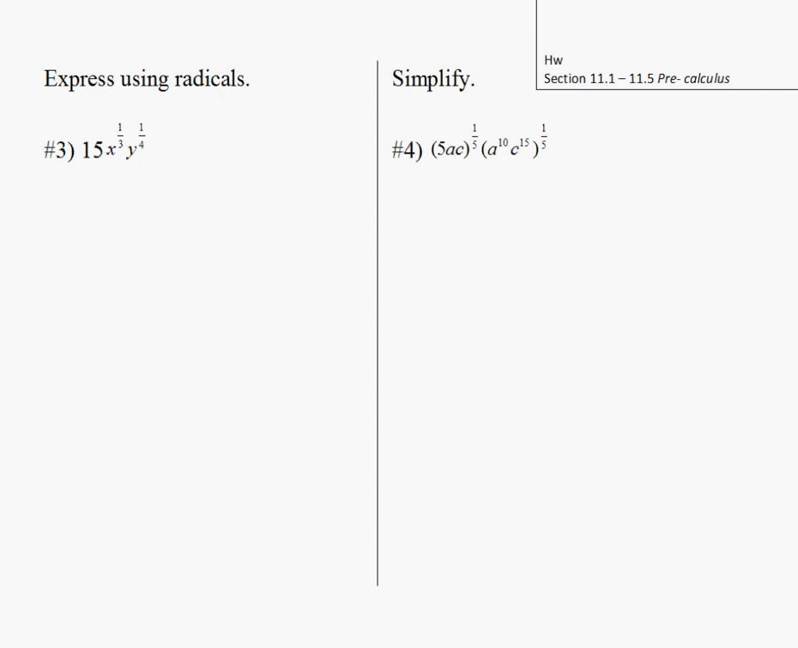Number 3, express using radicals. Our exponents need to have common denominators. 1/3 and 1/4 have a common denominator of 12. So you multiply the third top and bottom times 4, multiply the fourth top and bottom by 3. Any integers, any numbers such as 15, do not put inside the radical. Once you have common denominators, make the root the denominator, and then the previous numerators will become the sole exponents.